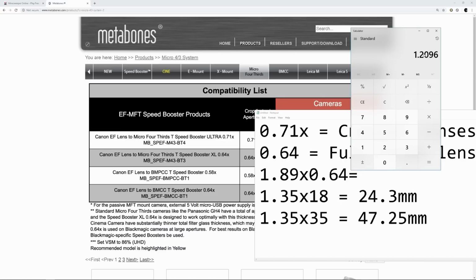Think about it. If you were to put a Sigma 18-35 millimeter with a 0.64 speed booster, you're kind of like taking the Sigma 18-35 and putting it on a full frame camera, because a full frame camera has a crop factor of 1, and this is 1.2. You're definitely going to vignette if you stick a Sigma 18-35 on the XL speed booster, no doubt about it.